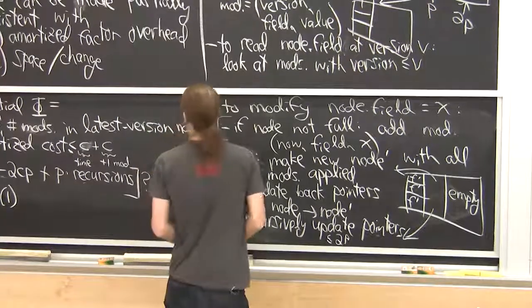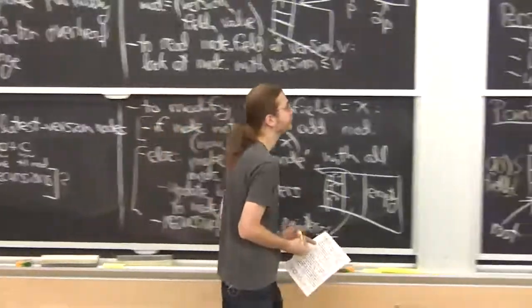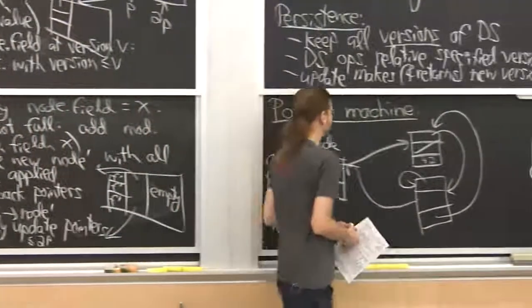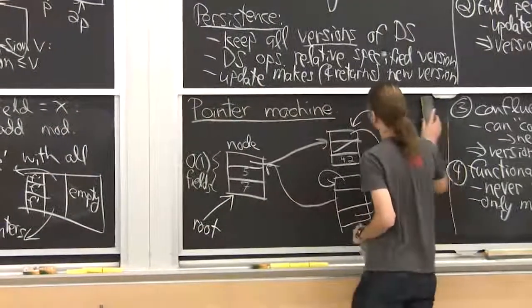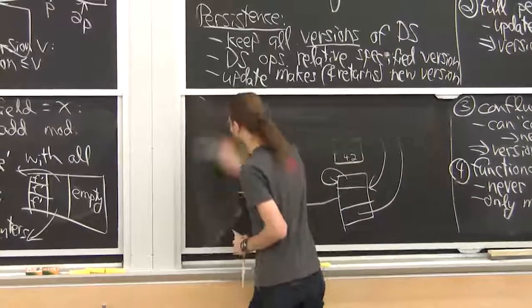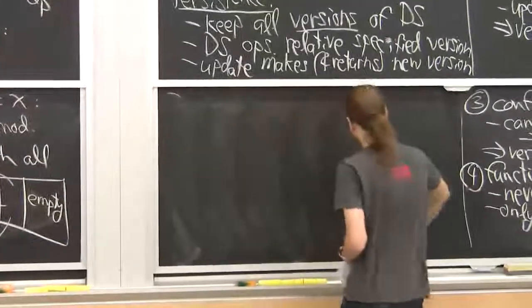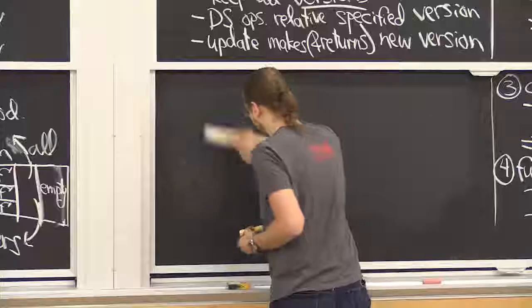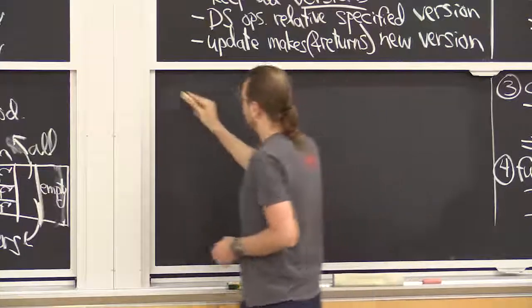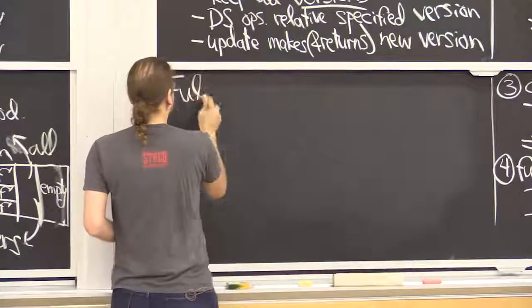All right. That was partial persistence. Let's do full persistence. That was too easy. So, same paper does full persistence. That was just a warm-up. Full persistence is actually not that much harder.